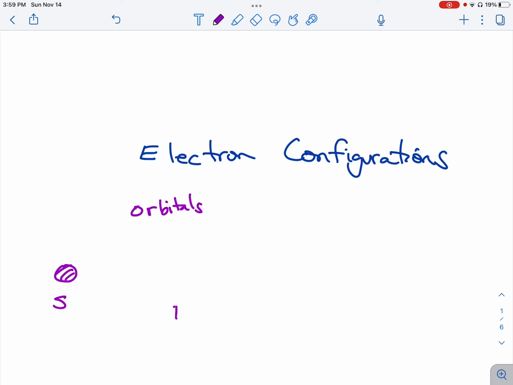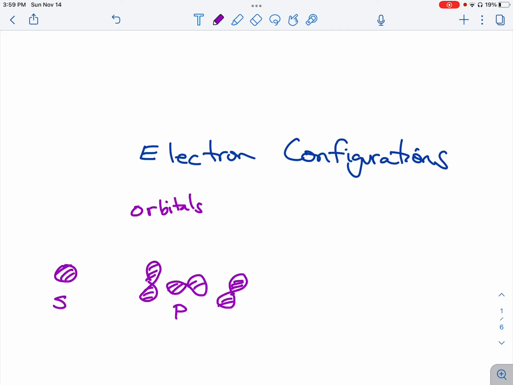The P orbitals, there's always 3 of them. The one that sticks up and down and kind of looks like a peanut. The one that's sideways and kind of looks like a peanut. And the one that's coming out of the screen at you. I know it doesn't look like it is, but you have to pretend. These are all at right angles to one another. Those are the p orbitals.